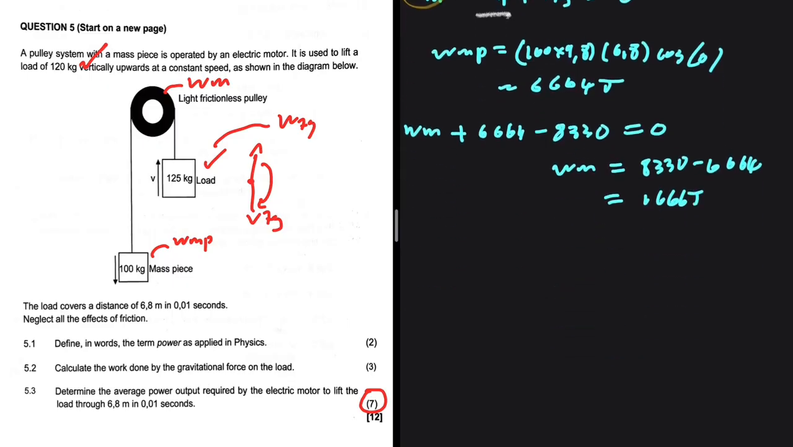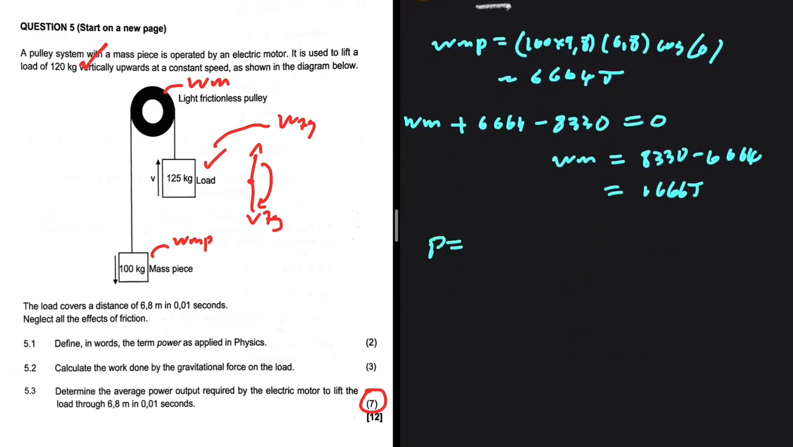But we're looking for the power. The power is the rate at which work is done. So we're just going to have 1,666 divided by the time, 0.01. We're going to have 166,600 watts.